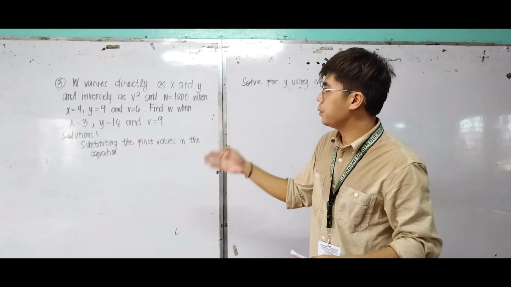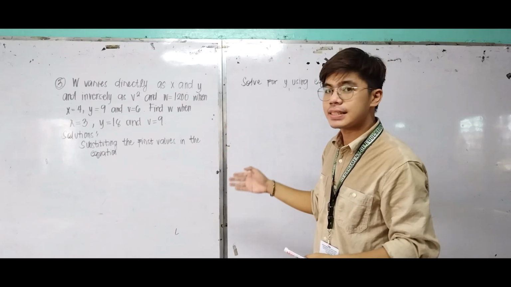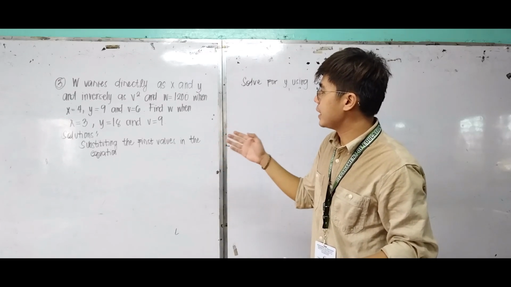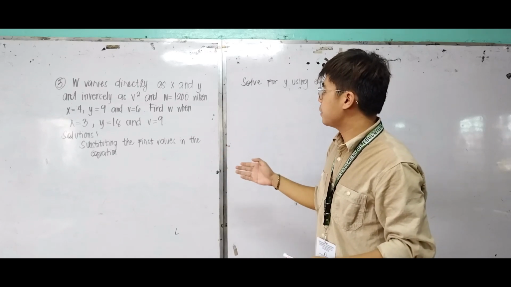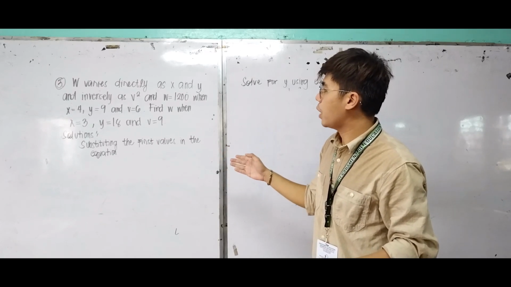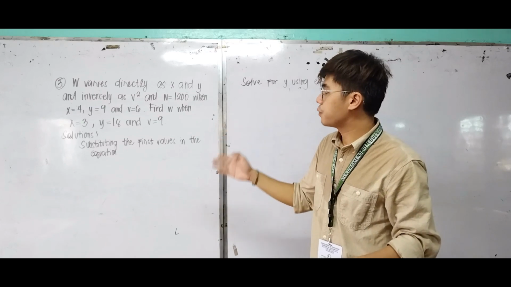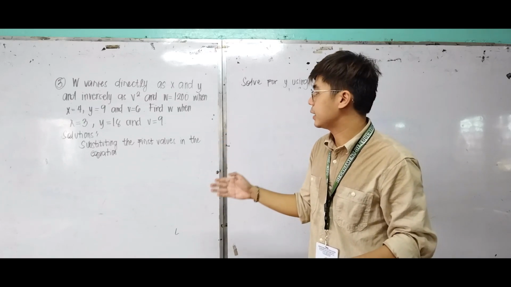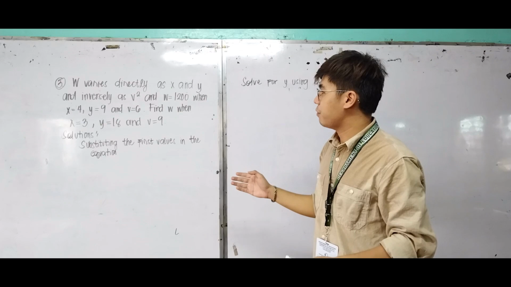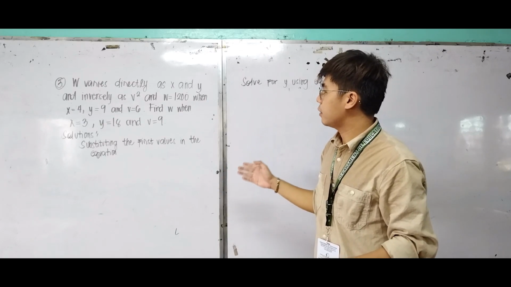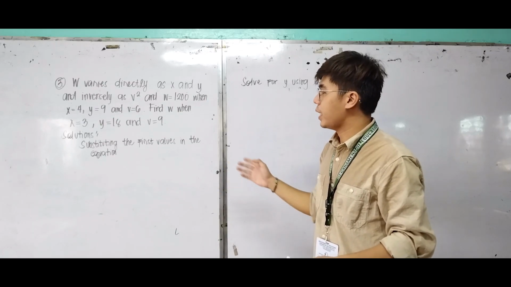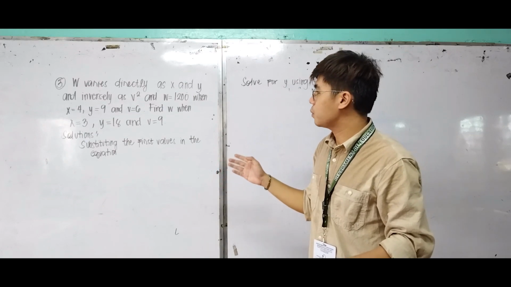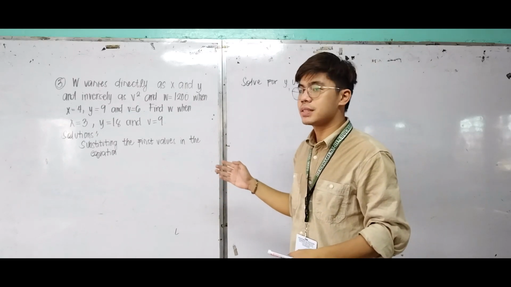So we have here our third example. Given w varies directly as x and y and inversely as b squared, and w equals 1200 when x equals 4 and y equals 9, and b equals 6. Find w when x equals 3, y equals 18, and b equals 9.